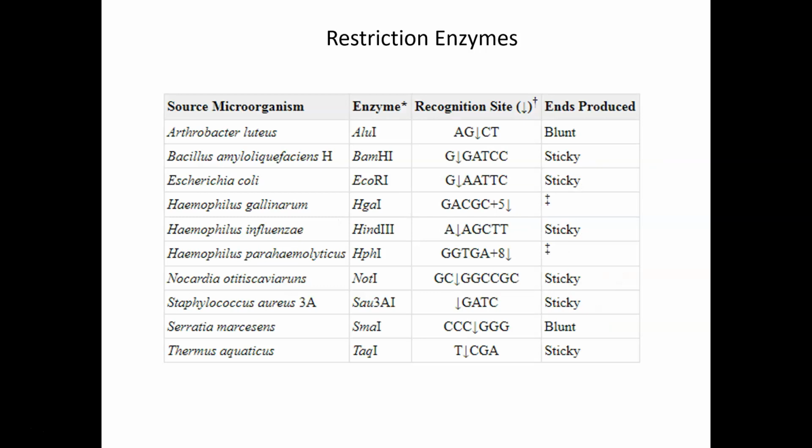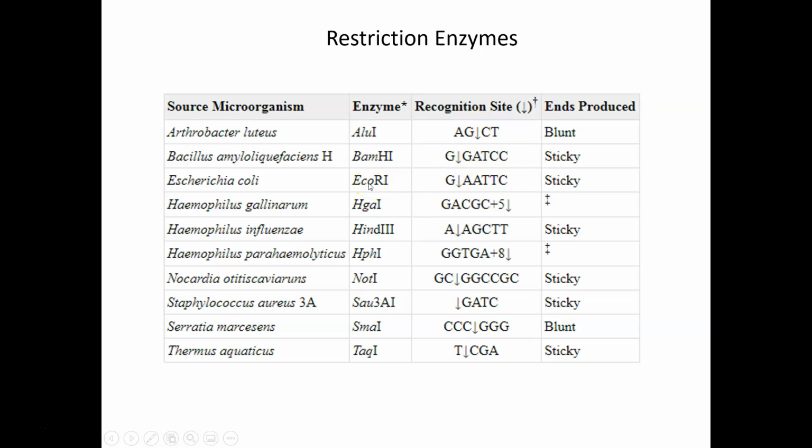We have a huge array of restriction enzymes that we can use. This is just a very, very small subset of the restriction enzymes that are available to be purchased. Some of them are blunt end cutters. They cut right in the middle of that sequence, so we don't get sticky ends. Others are offset cutters, so we get sticky ends.